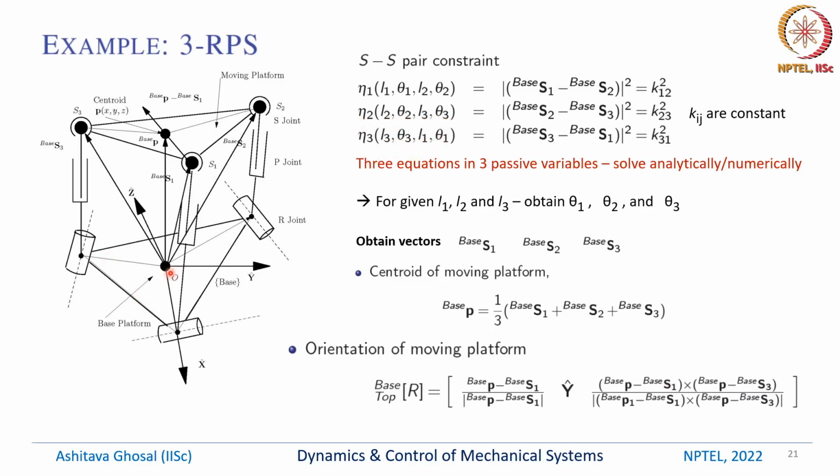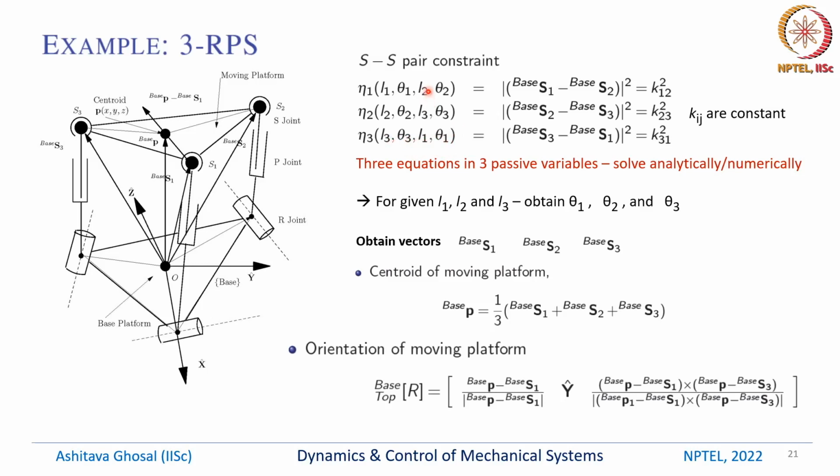Why? Again, go back to the definition of base S1. This contains L1, which is this way, and theta 1. What is base to S3? This will contain theta 3 and L3. So this distance, which is the difference between this point and this point, will contain only L1, L3, theta 1, theta 3.